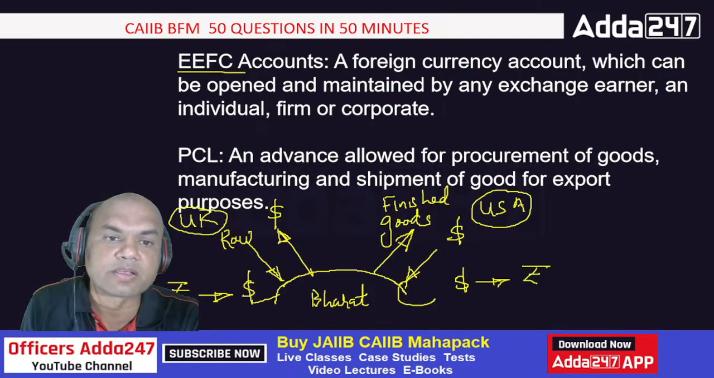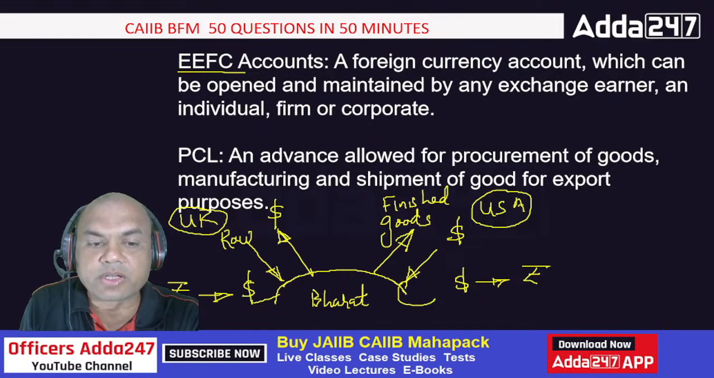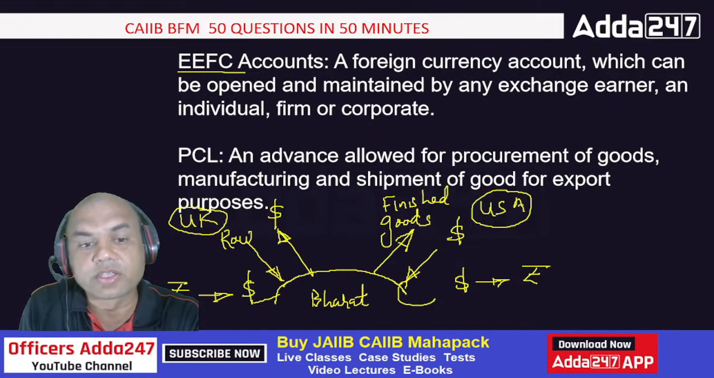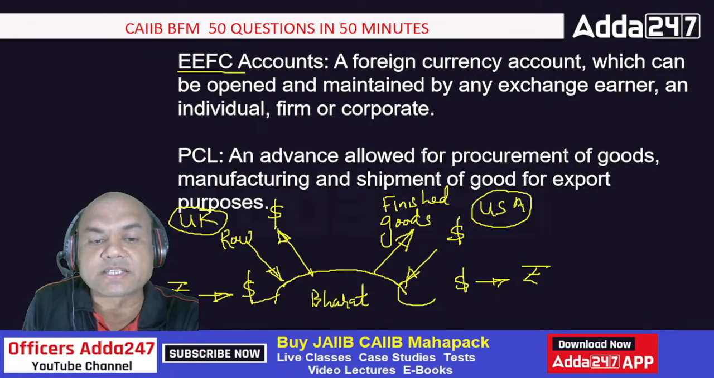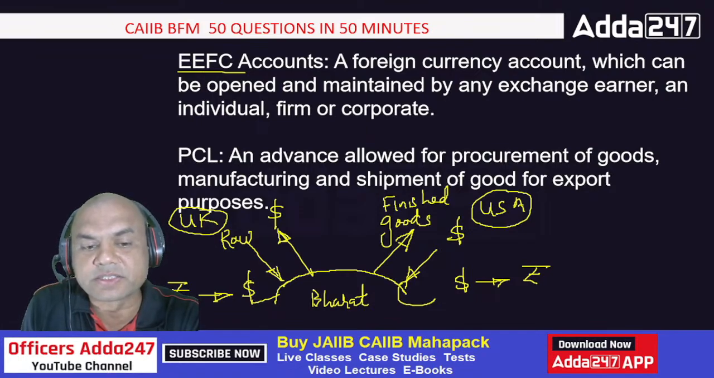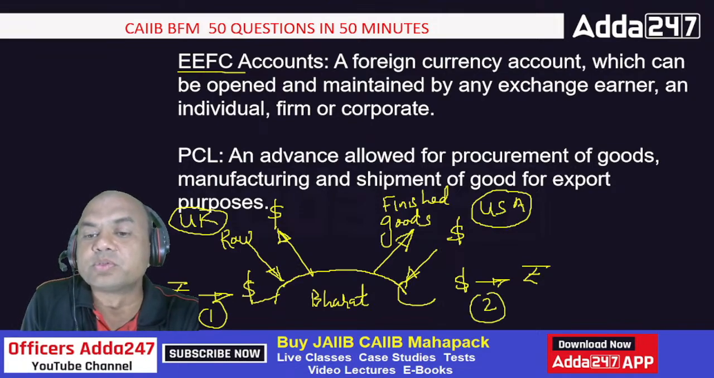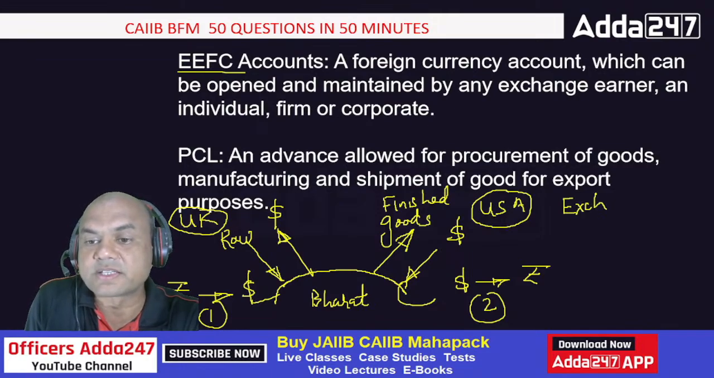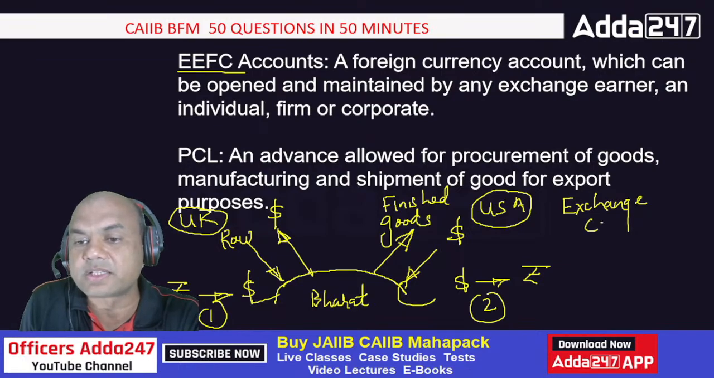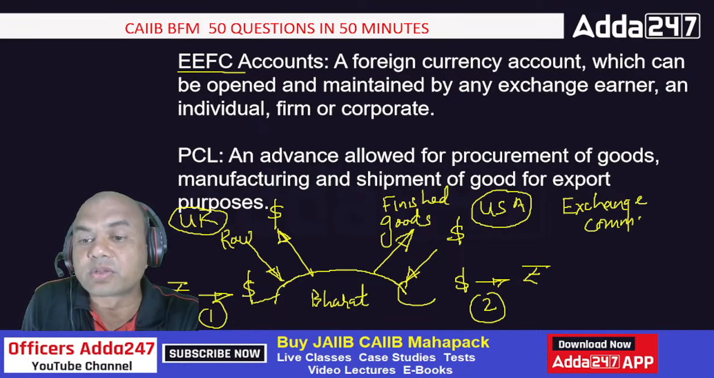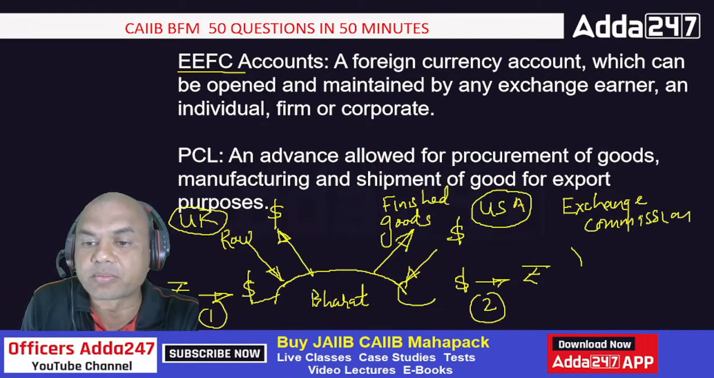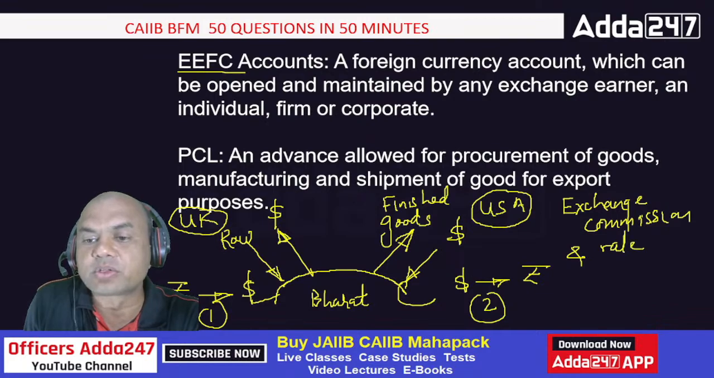So what am I doing? While paying, I'm converting rupee to dollar, and while receiving, dollar to rupee. I'm losing on exchange, at both places, 1 and 2, because conversion requires an exchange rate and a commission. That is important: exchange rate and commission. I'm losing on both of them.